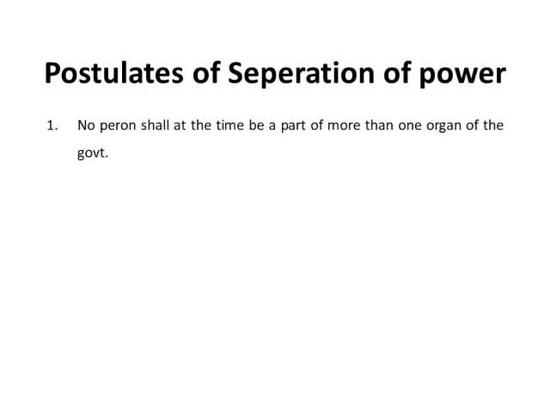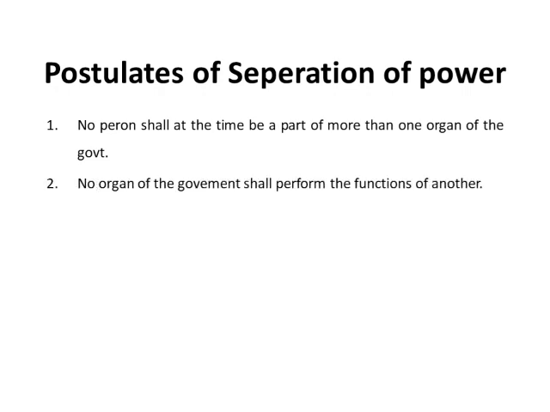Now let's understand the postulates of separation of power. As a corollary to this principle, three other things become necessary. First, no person shall at the same time be a part of more than one organ of the government. So the same person or persons should not be a member of more than one department. The next postulate is, no organ of the government shall perform the functions of another. So no department should have the power to exercise the functions belonging to another department.